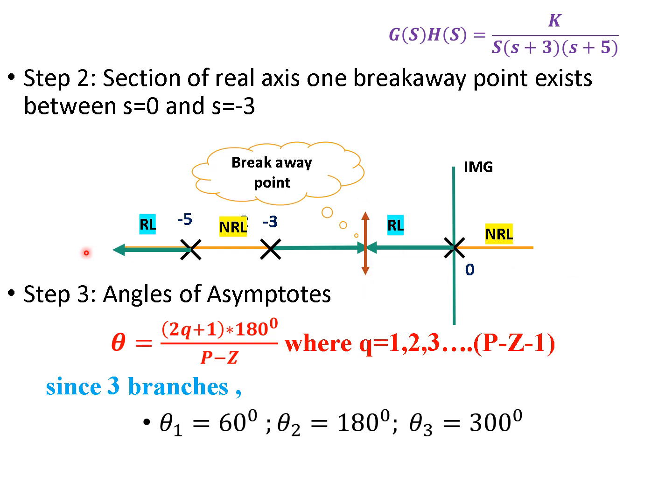Step 3 is the angle of asymptotes. We know the formula is theta = (2q+1) × 180 degrees / (P minus Z), where q = 0, 1, 2, 3. Since there are three branches, there will be three angles. If I substitute q = 0, I get 60 degrees. If I substitute q = 1, I get 180 degrees. If I substitute q = 2, I get theta 3 as 300 degrees.